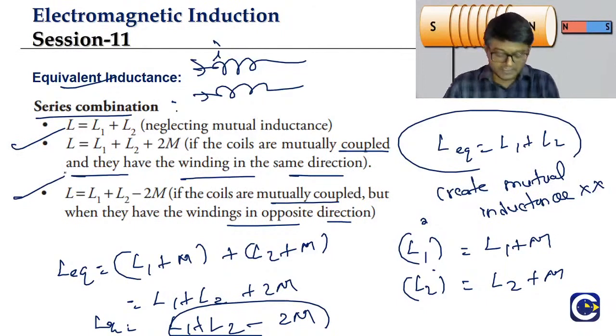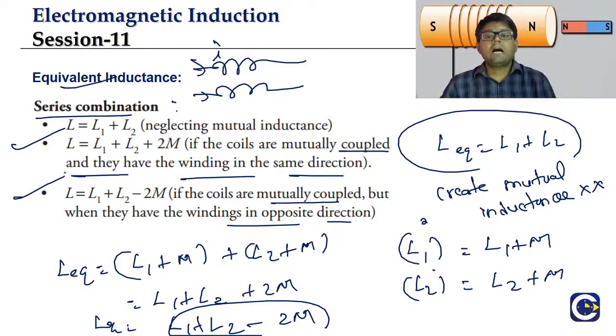If you have the series combination of inductors with windings in the same manner, the equivalent inductance will be L1 plus L2 plus 2M. If you have windings in the opposite manner, it will be L1 plus L2 minus 2M. If you have the inductors in parallel, it works in a slightly different manner, but for now we will keep our discussion to the series combination, which is relatively easy to comprehend.